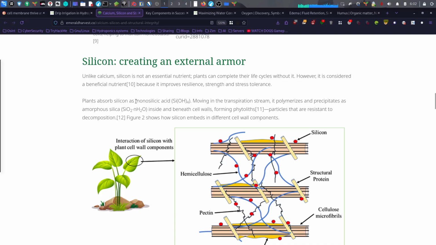Plants absorb silicon as monosilicic acid, like water, like liquid molecules. Moving through the transpiration stream, it polymerizes and precipitates as amorphous silica inside and beneath cell walls, forming phytoliths, particles that are resistant to decomposition. Figure 2 shows how silicon embeds in different cell wall components.